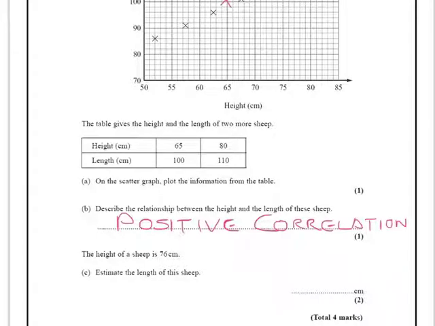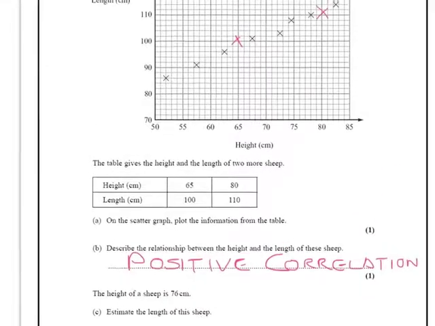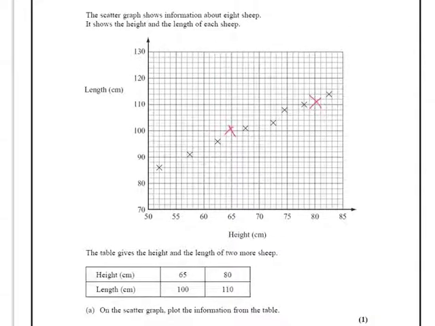Now the last part of this question: the height of a sheep is 76 centimeters. Estimate the length. Well, we use the scatter diagram to do this, but it's really important we do one thing before we try and do the prediction. We've got to draw in the line of best fit. So many people forget to do that. So the line of best fit is just a line that goes through as many of the points as possible. It doesn't have to go through any particular points. It doesn't have to have a particular number of points above or below the line, and it certainly doesn't have to go through the origin, but we need to have a straight line.